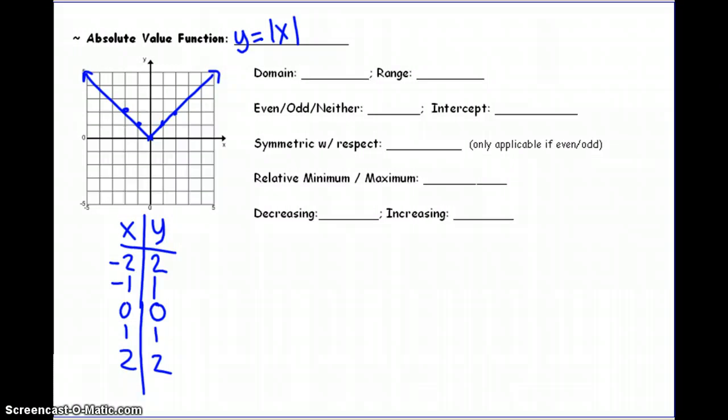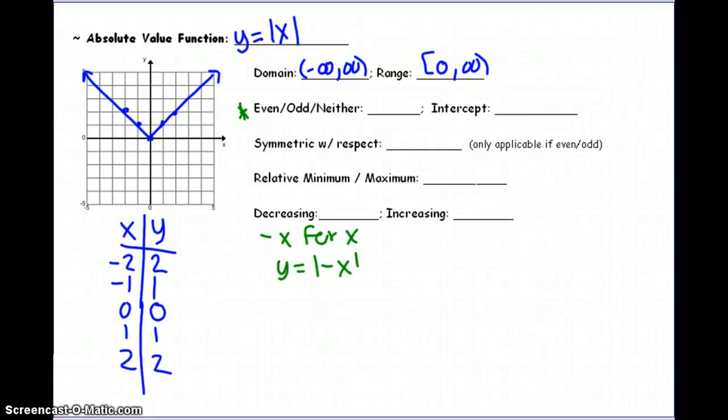The domain is all real numbers. And my range is only from 0 to infinity. To test to see if it's an even, odd, or neither function, I need to plug in -x for x. And when I plug in -x, the absolute value of a negative always goes positive. So because I end up with the exact same equation I started with in the beginning, this is an even function, so it is symmetric with respect to the y-axis.